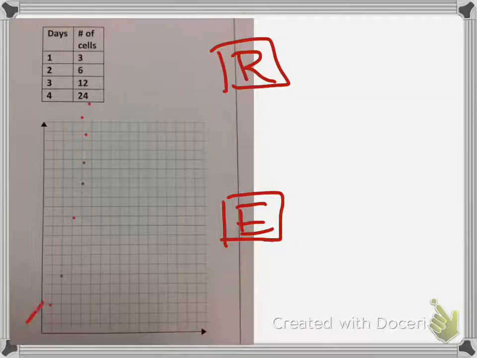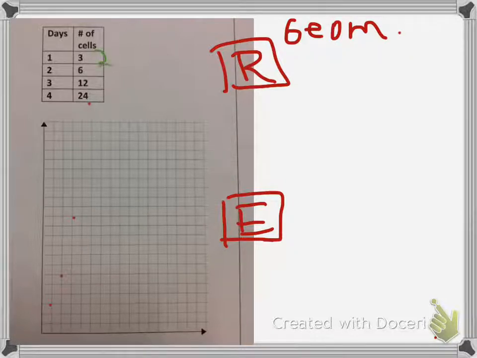Oh, my finger touched that a lot of times. I didn't really mean to touch when I was counting, but 24 is going to be up there like that somewhere. So this is definitely a curve, which means that this is geometric.